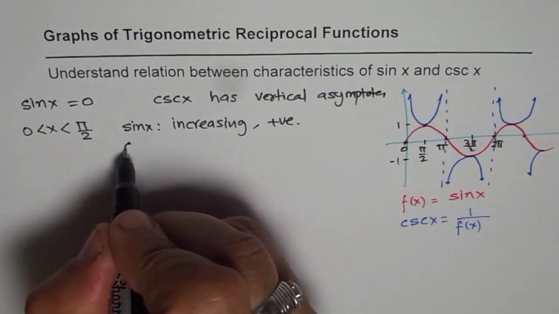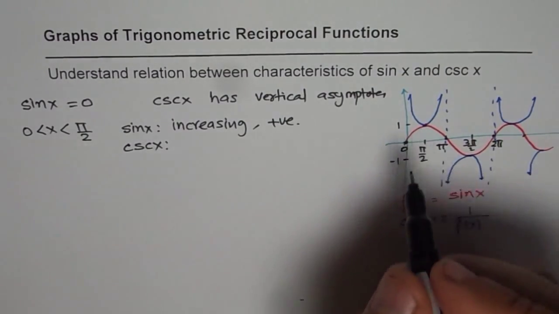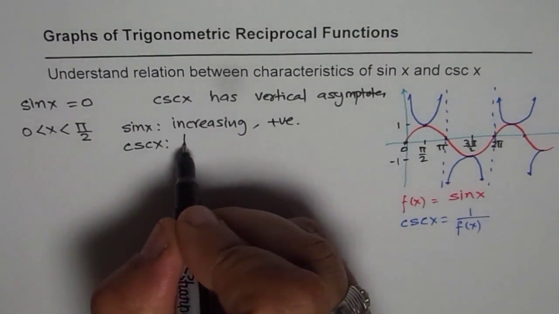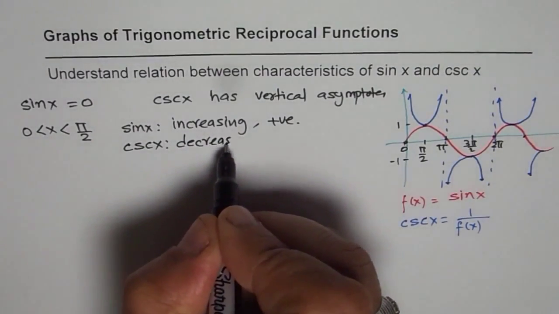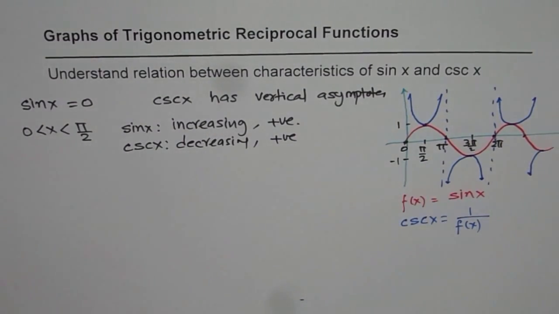How about cosecant x? In this case, cosecant x is decreasing. You have to see from left to right, correct? So it is decreasing but positive. Is that okay? So that is how they are related.